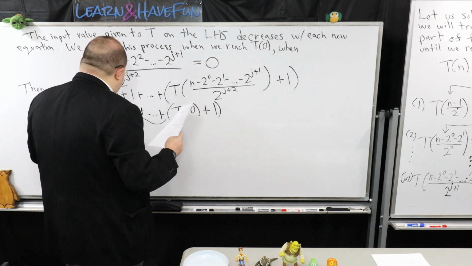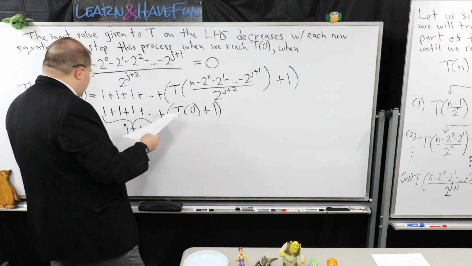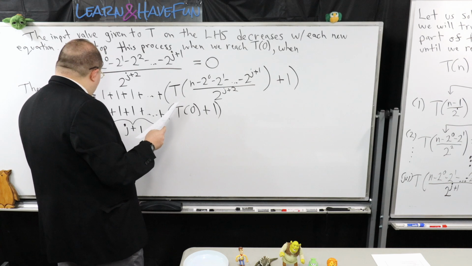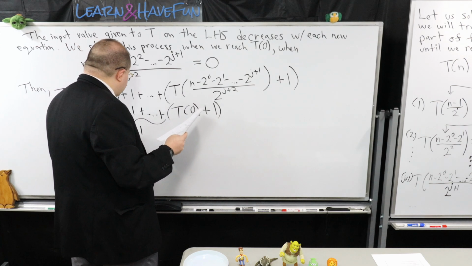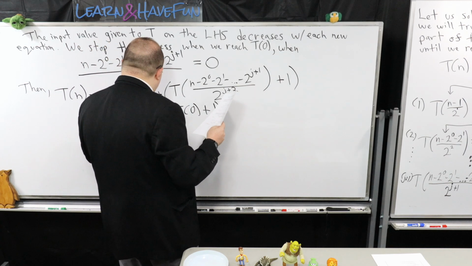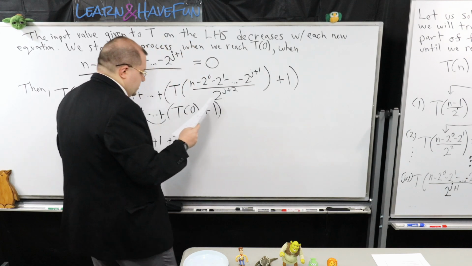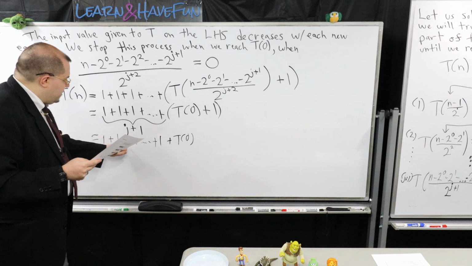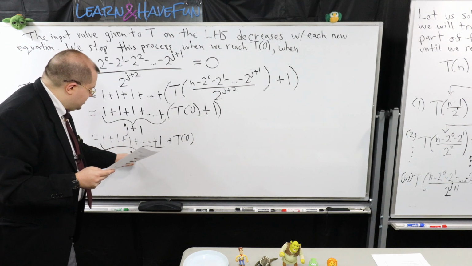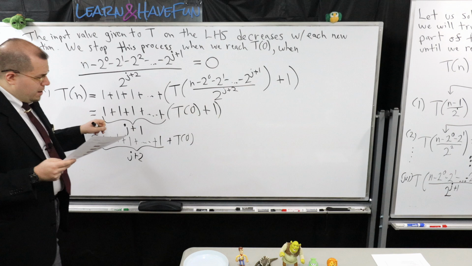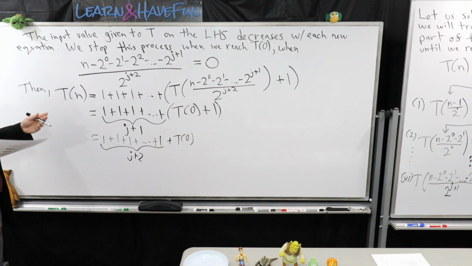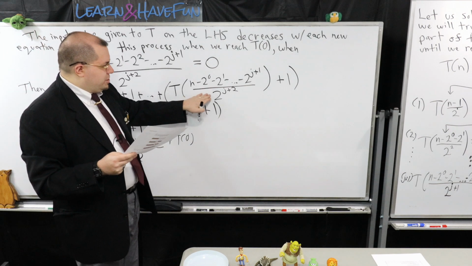Then I just group this all together. I end up with a whole bunch of 1s again, plus 1 plus t of 0. And all of this, there's j plus 2 many of these. I just kind of grouped that, took that 1 out here, which shouldn't be very surprising given the denominator here is j plus 2.